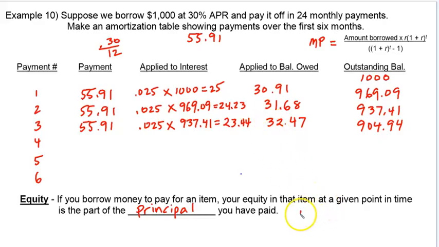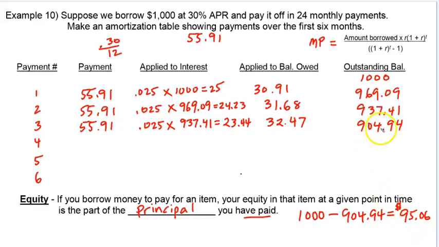I would take the $1,000 that I borrowed and I would subtract off what I still owe, $904.94. So the amount that I've actually paid is how much equity I have. So in this real simple example, the amount of equity that I've built up is how much I actually have paid off, which is $95.06.